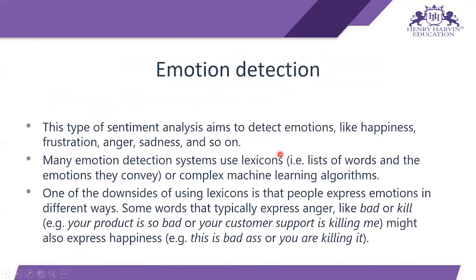And next is emotion detection. This type of sentiment analysis aims to detect emotions like happiness, frustration, anger, sadness, and so on. So in this type of sentiment analysis, we are trying to figure out what the emotion of the customer is, like if the customer is happy or frustrated, angry, sad, or else. Many emotion detection systems use lexicons, which are lists of words and the emotions they convey, or complex machine learning algorithms.